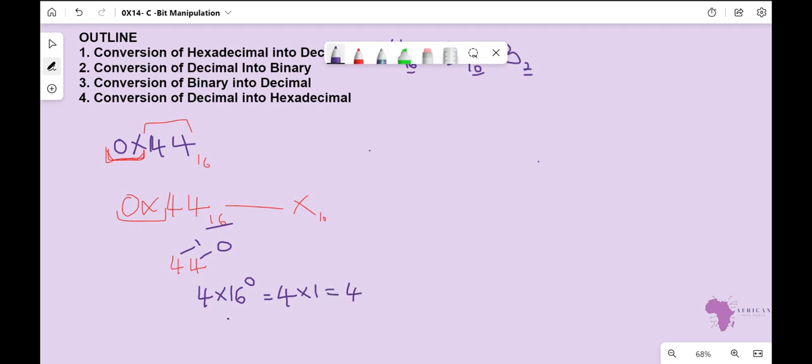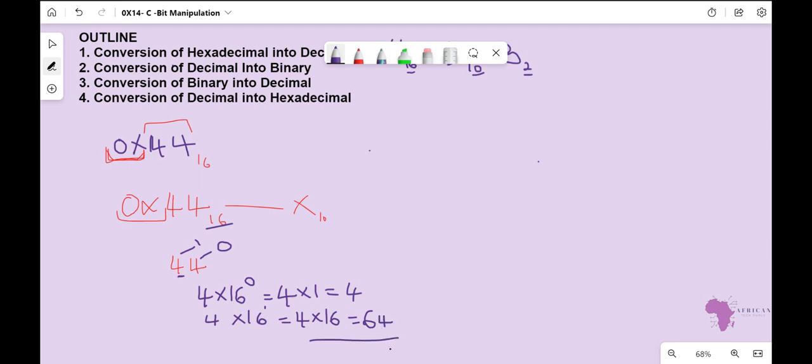Let's come to the second one, that is the second 4. 4 multiplied by 16 raised to 1, which is equal to 4 multiplied by 16, which is equivalent to 64.